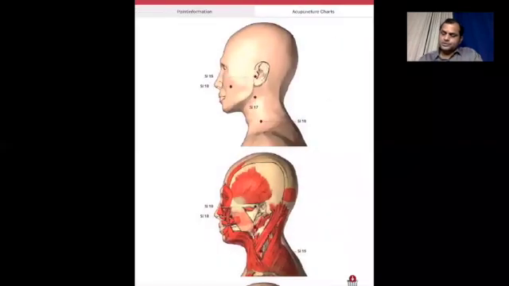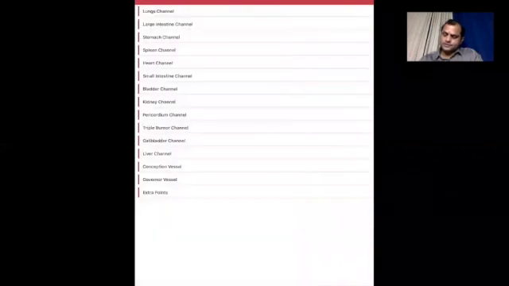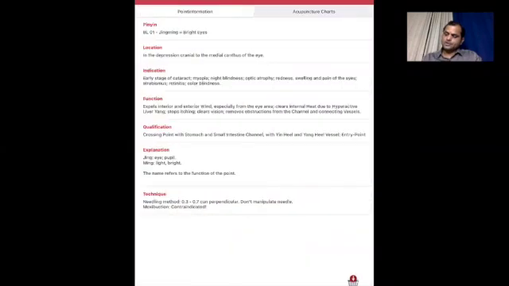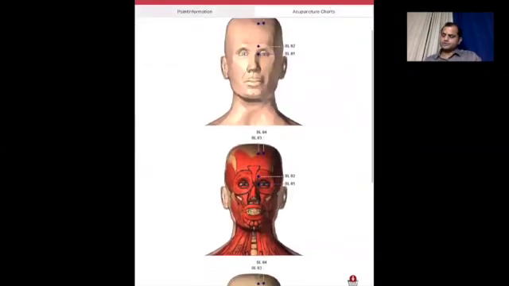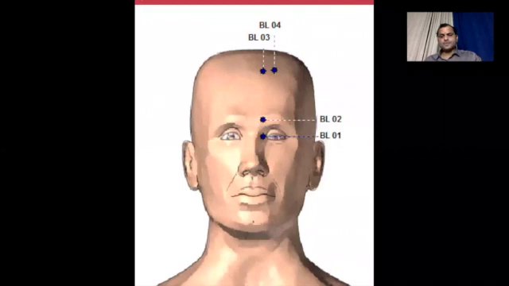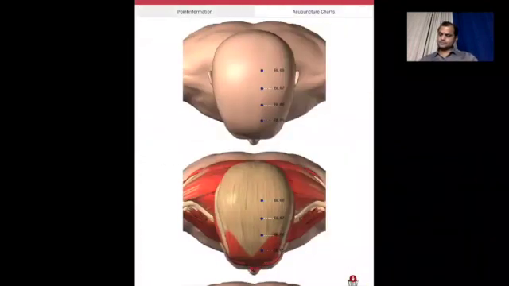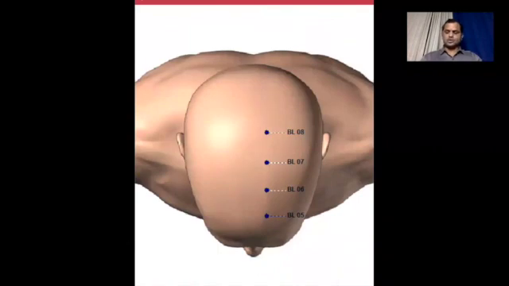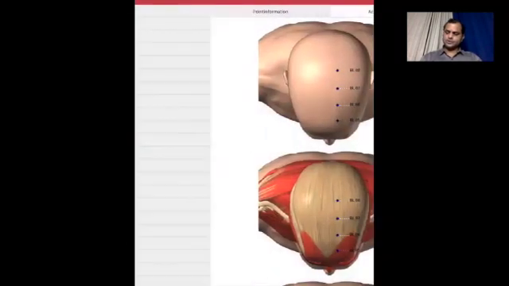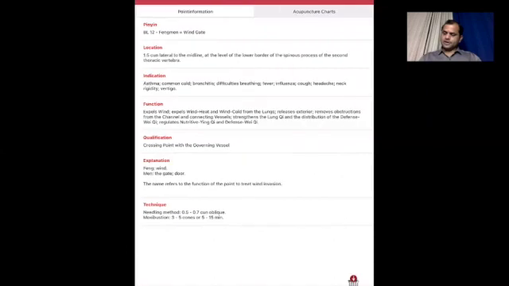Now, the continuity is there in the form of the urinary bladder meridian. So the urinary bladder meridian is starting from the face. We can see the location of bladder 1, bladder 2. But this meridian belongs to the back part of the body. So this meridian will turn immediately to the back side, crossing the head region for going to the back side.